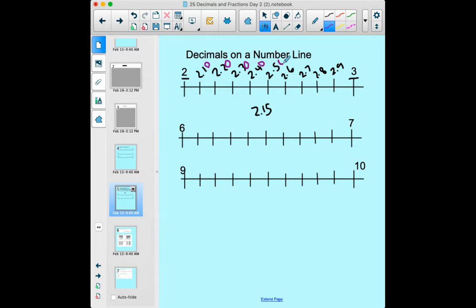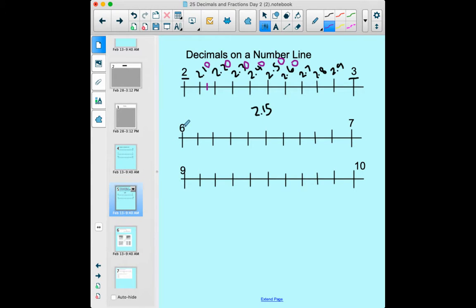So if I wanted to know where 2 and 15 hundredths is, I need to figure out what two numbers 15 is in between. 15 would be in between 2 and 10 hundredths and 2 and 20 hundredths.